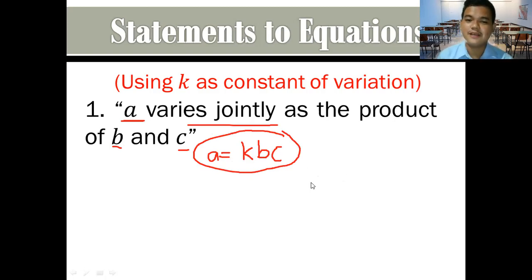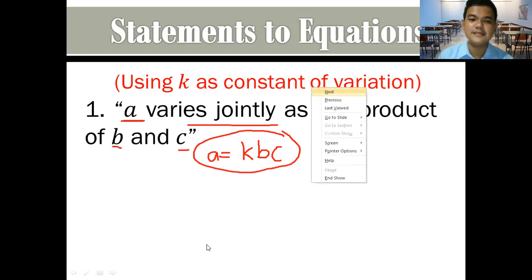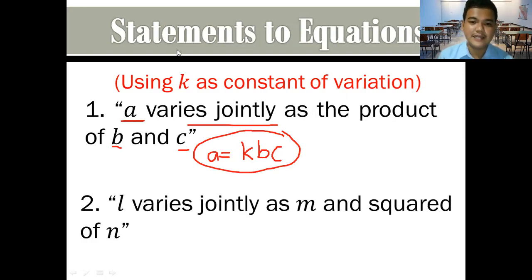A is equals to K times B times C. As simple as that. Okay, another example will be this. L varies jointly as M and squared of N. So how are we going to translate this into equation? So L, you write L here, varies jointly, don't forget the K, as M, and the squared of N. So you're going to write N squared.